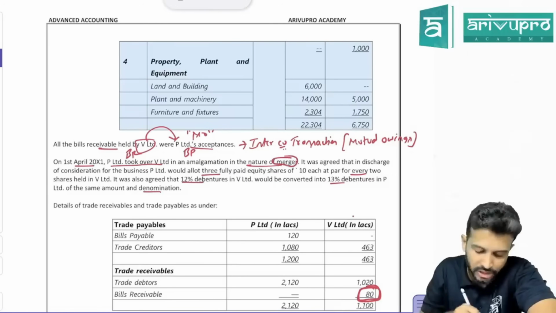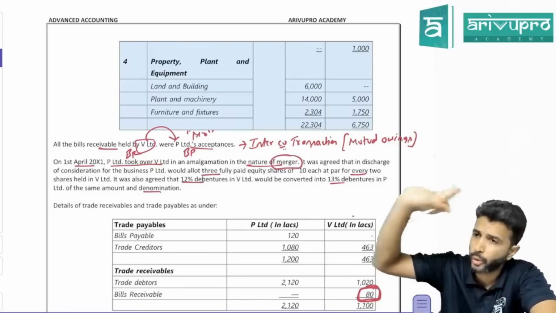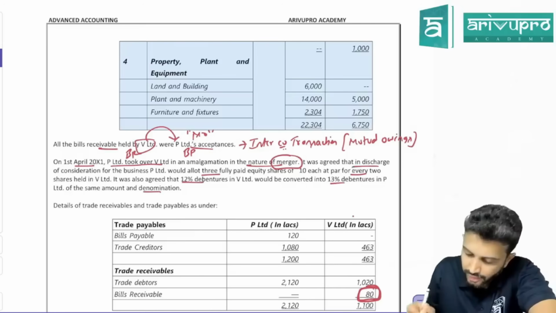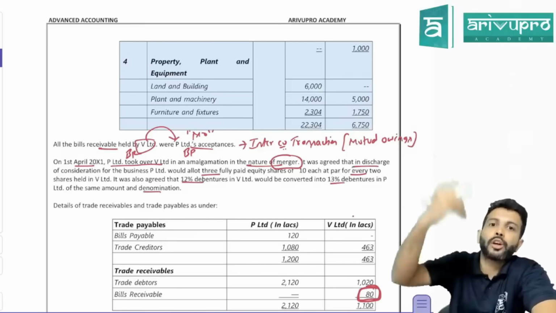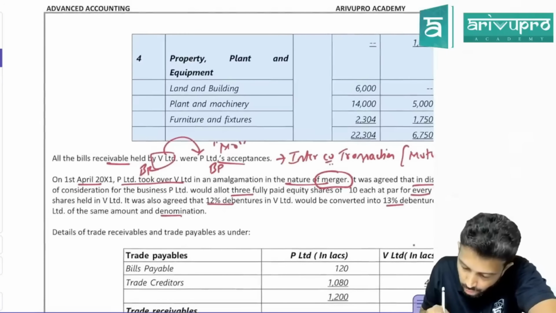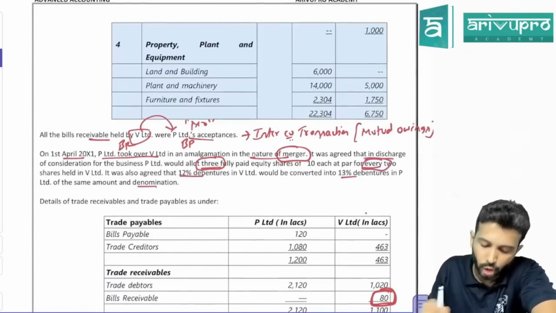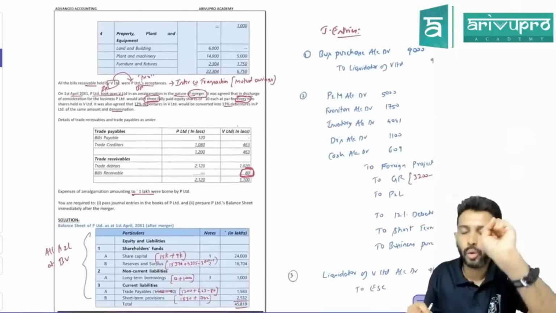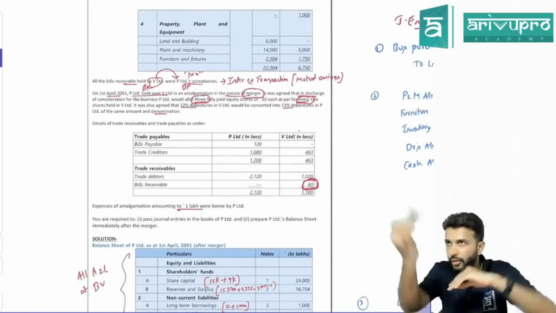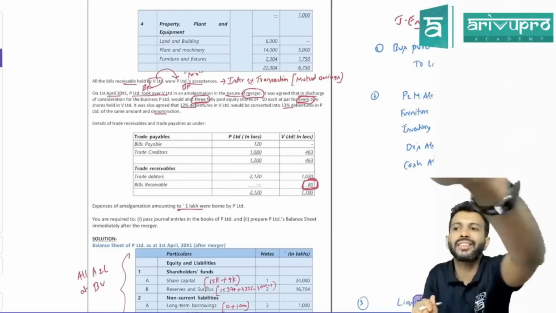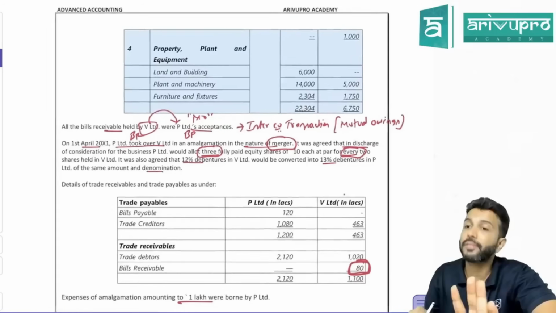They only told it is amalgamation in the nature of merger. When they say that, don't test the condition, just start doing merger method application. It was agreed that to discharge consideration, obviously if you're purchasing someone's business, you have to give PC. How is PC given? To allot 3 fully paid up equity shares of 10 each at par for every 2 shares. So if you take over 2 shares, you'll issue 3 as PC. For every 2 shares acquired, you're giving 3 shares as PC. That's the share exchange transaction they've done.